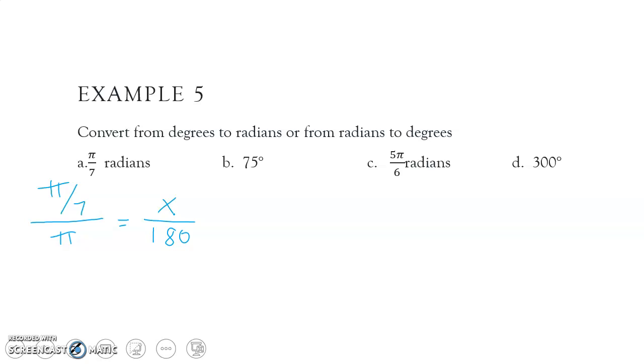So in order to figure out what x is, I need to multiply by 180. I'm going to go ahead and do some simplifying here. So pi over 7 divided by pi is the same thing as pi over 7 times 1 over pi, because I can multiply by the reciprocal. And then I'm also going to multiply by 180, so I get x by itself. The pi's cancel, and I have 180 over 7. That's how many degrees I would have with pi over 7 radians. And then we can divide that number and get that as a decimal, or we can leave it like that.